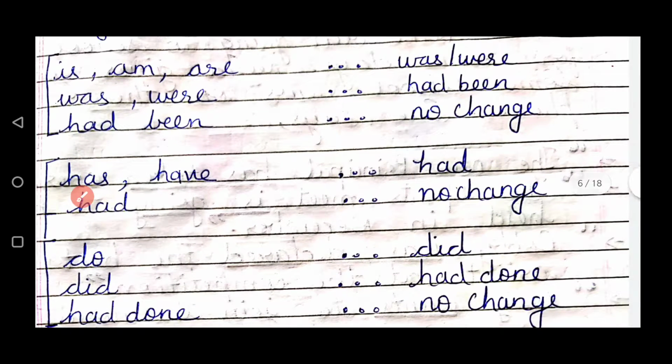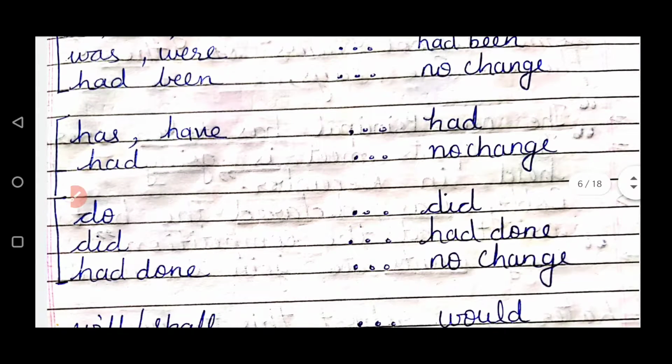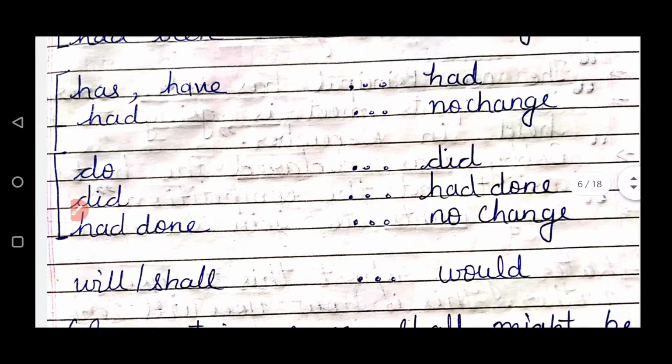Now present perfect has, have changes to past perfect, that is had. Had, which is already a past perfect, remains the same, there is no change. Do changes to did. Did changes to had done. Had done doesn't have any change. So these are the verbs which are important to note, because of what they are changed into in reported speech.